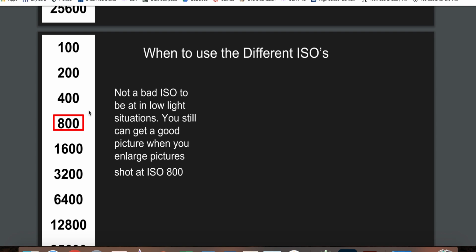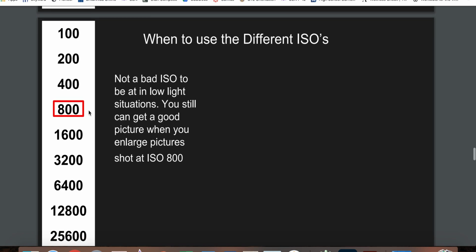Now we're getting into the 800s, which is not a bad ISO. This is like when you have low light, possibly at night. There's a little bit of light, but not a lot. You still will have pretty good quality, not the graininess, and you still can enlarge for the most part and not have that grainy noisiness show.